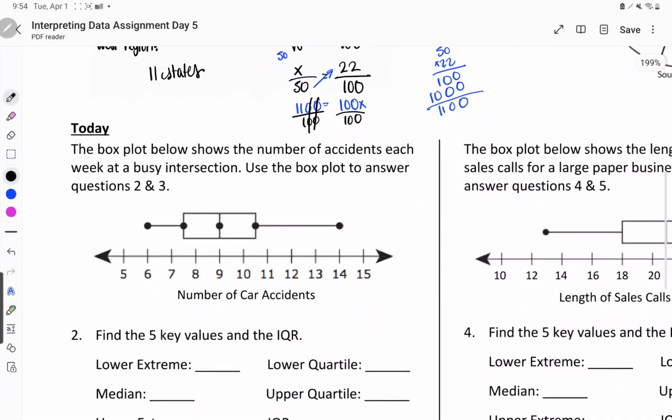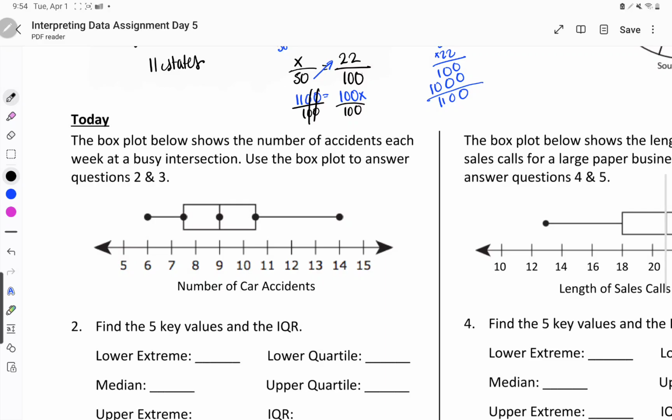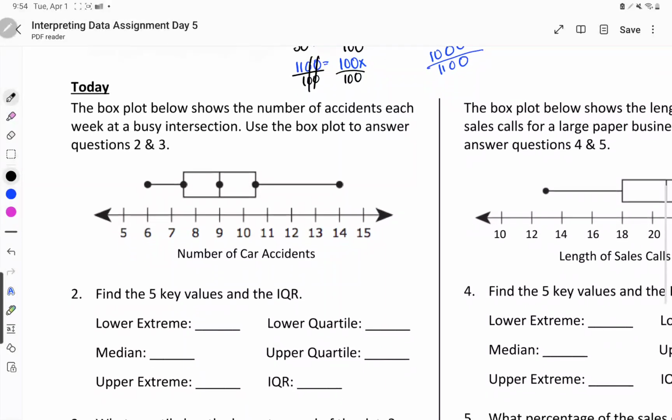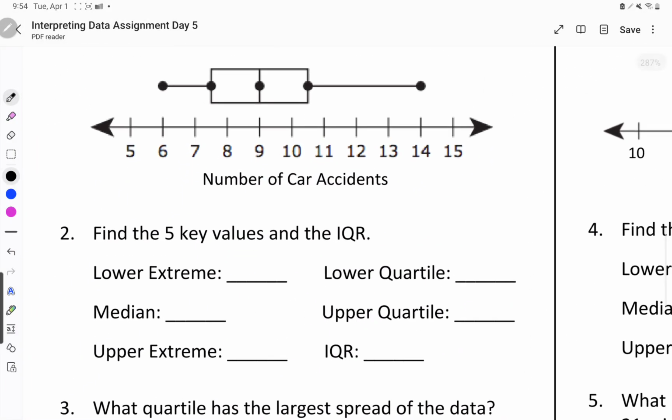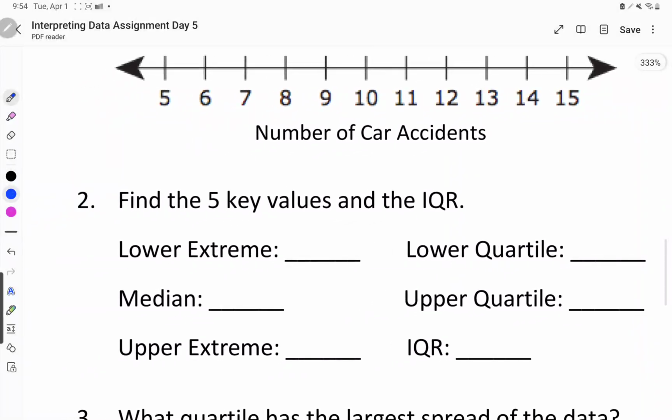All right, this one says the box plot below shows the number of accidents each week at a busy intersection. Use the box plots to answer questions 2 and 3. So question 2 is just kind of asking for your vocabulary. Now remember, another word for lower extreme is minimum.